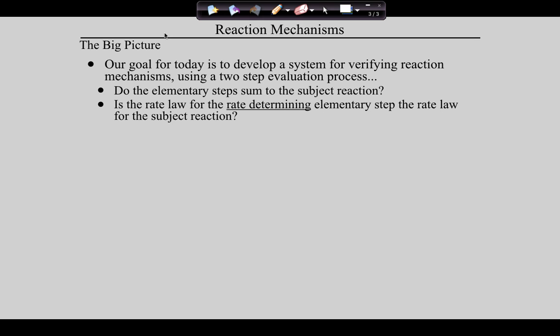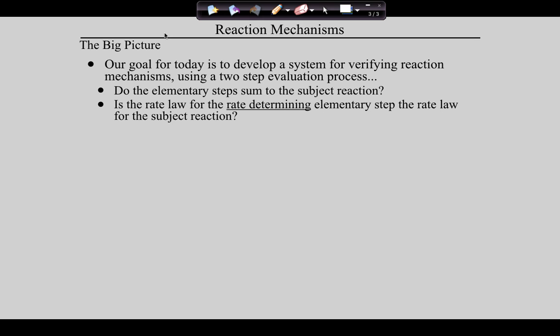So we already know what rate laws are, right? Rate is equal to K times concentrations raised to orders. So here's what we need to do. To figure out this process, we need to dig into elementary steps a little more deeply, and then we need to talk about rate determining steps, and then we'll be ready to put this two-step process to the test and verify, not propose, but verify a mechanism. You guys ready to go?